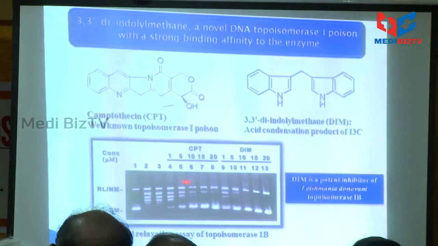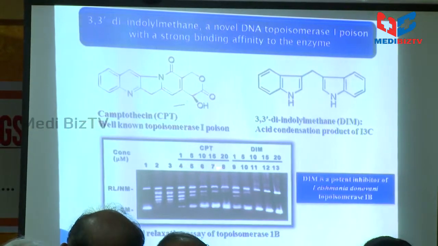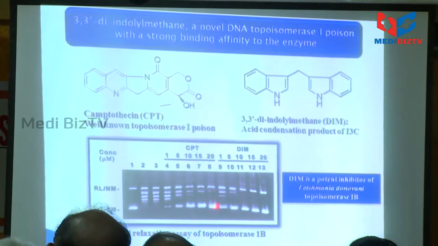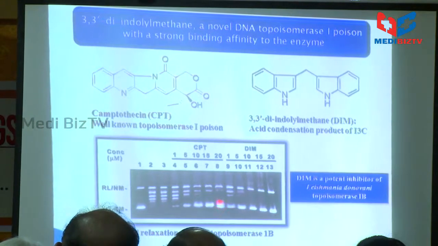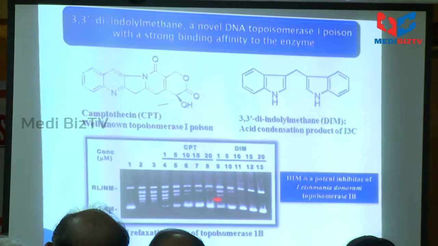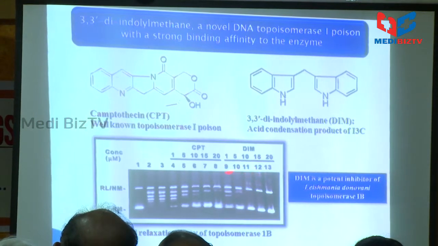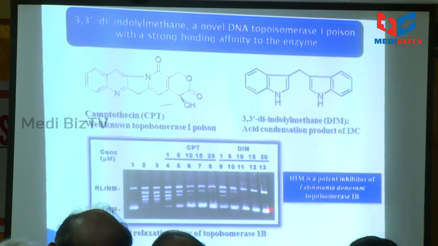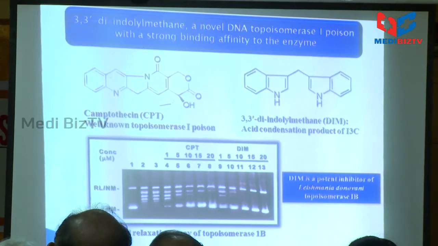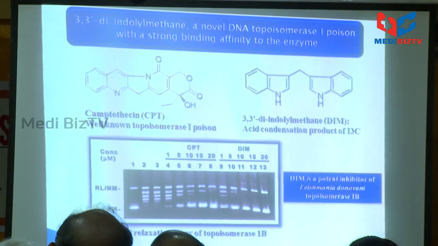This is the normal one. So this is the normal process actually. It has to happen for the cell division. So camptothecin, you will find that in a dose dependent manner, which is restored actually, by inhibiting the enzyme activity of the topoisomerase enzyme, and then DIM. Also we found the same way actually, starting from 1 micromolar to 20 micromolar.